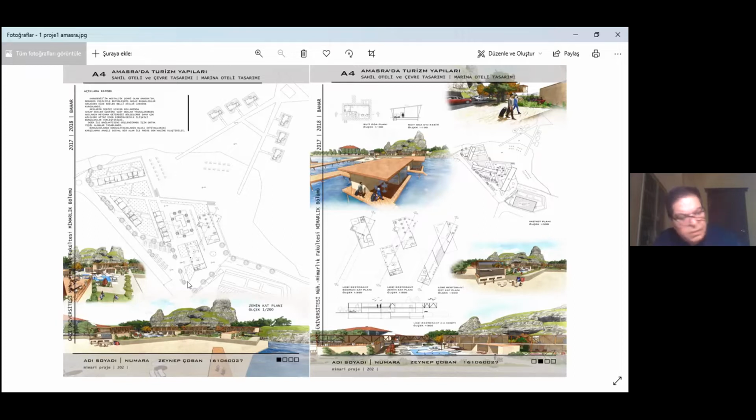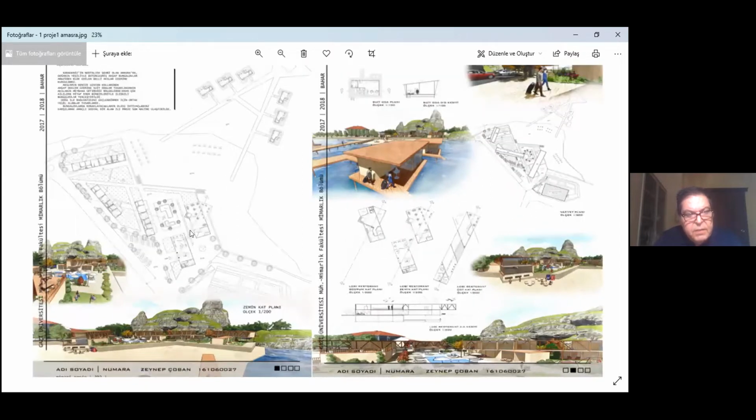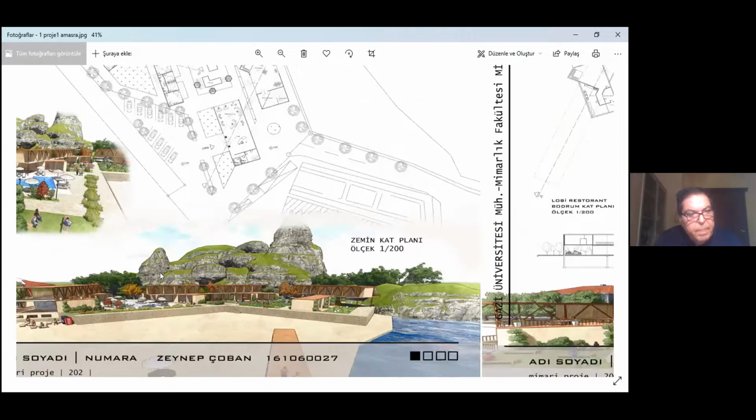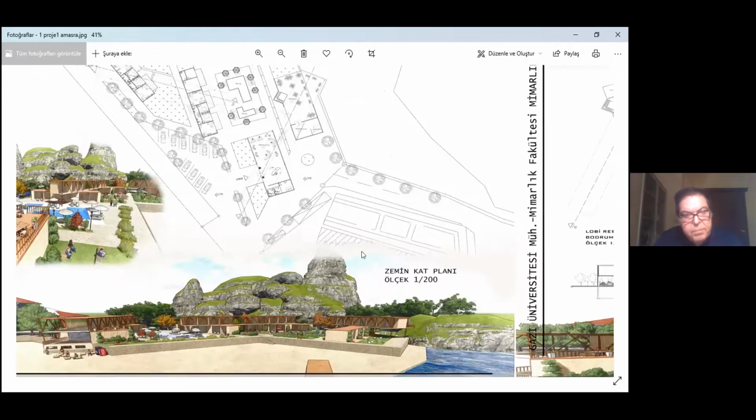So the student's main idea was using the scale and proportion of vernacular architecture. That was the main idea. The student used the proportions and scales of the environment, environmental houses, and environmental city texture. These are some renders. This is a second class student.